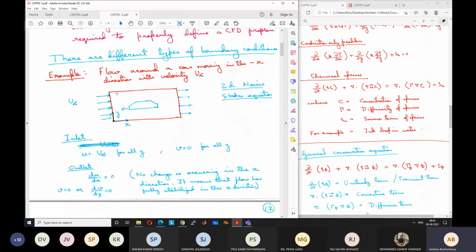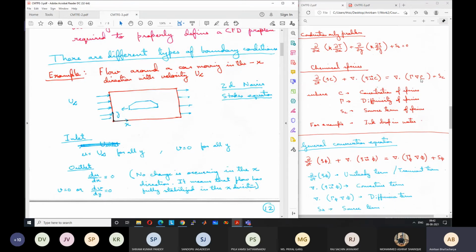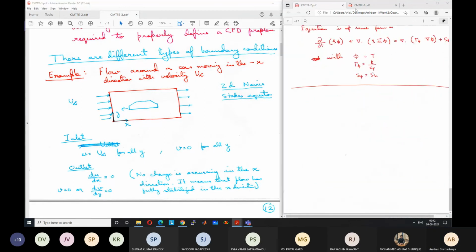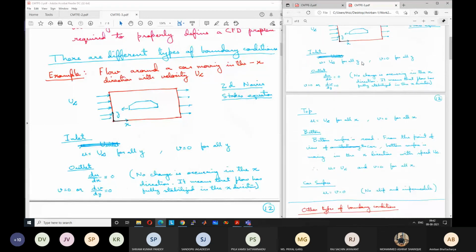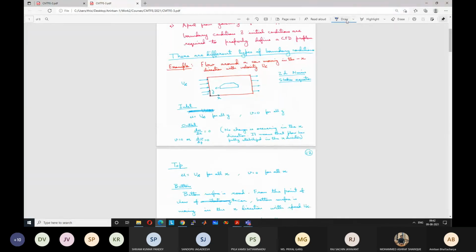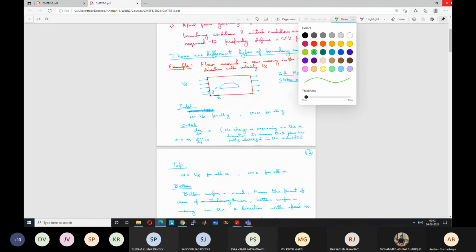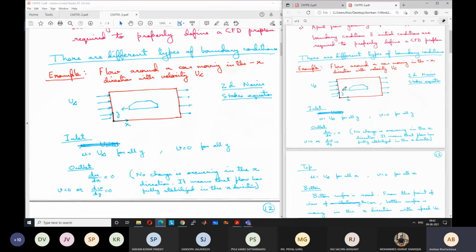Similarly, the top section should be far away sufficient enough so that there is no effect of the car on the flow profile. So outside this domain, whatever domain we select, the flow should look like normal u infinity in a straight line. The effect of the car, like the effect of flow like this. This is the flow around the car. Okay. Diagram is not accurate, but you can get the idea.